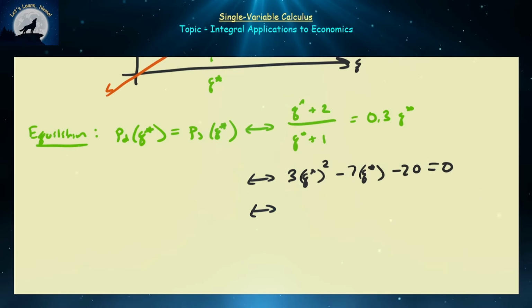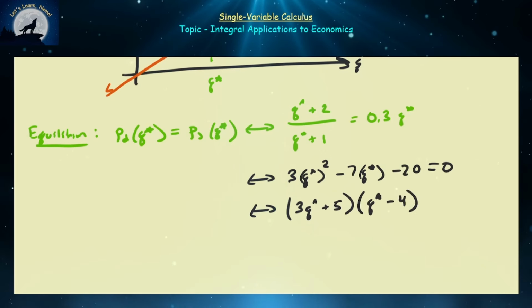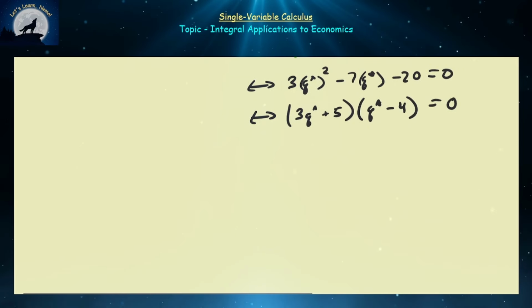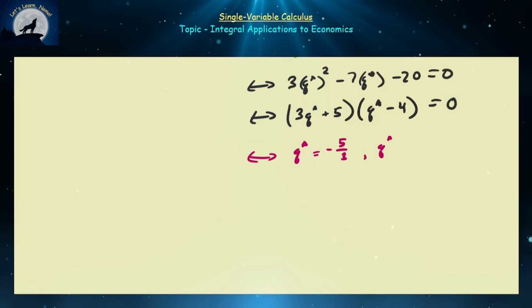You can use the AC method, for example, and you can get 3Q* squared plus 5Q* minus 4 is equal to 0. So we're going to have two solutions to this quadratic equation, which we can quickly find via factoring. So we have Q* equal to negative 5/3, and Q* equal to positive 4.